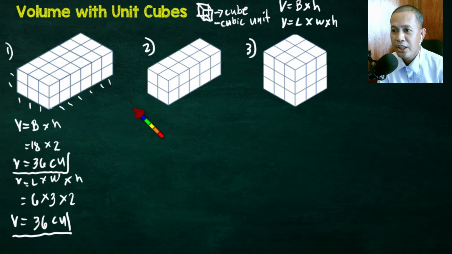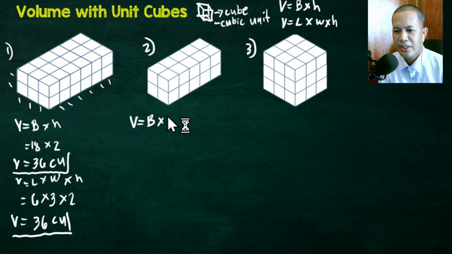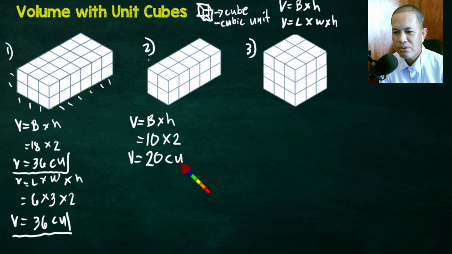So that is how we find the volume using the two formulas, just counting the number of cubes meron sa ating solid figure. Let's have question number 2. So ang ating gagamitin ng formula is B times our H. Okay? So ang B natin dito, yung base natin, 1, 2, 3, up to 10. So meron tayong 10 na cube sa ating base times ang ating height, 1, 2. So we have 2. So ang ating volume dito, it's 10 times 2. The answer is 20. Lagyan natin ng CU.